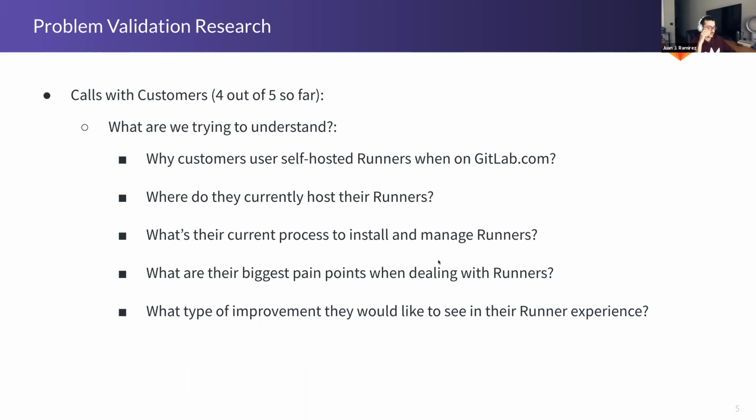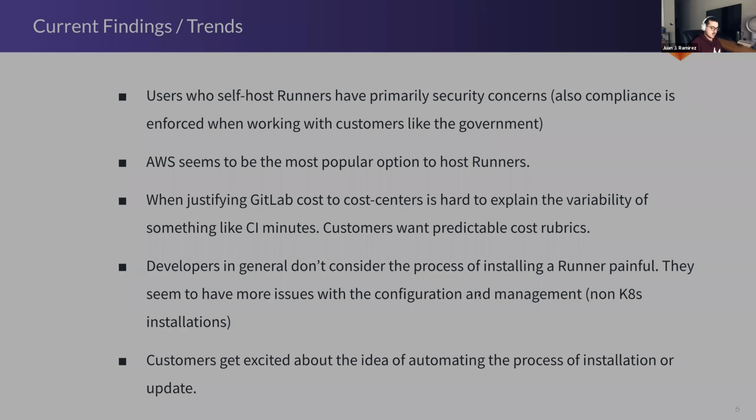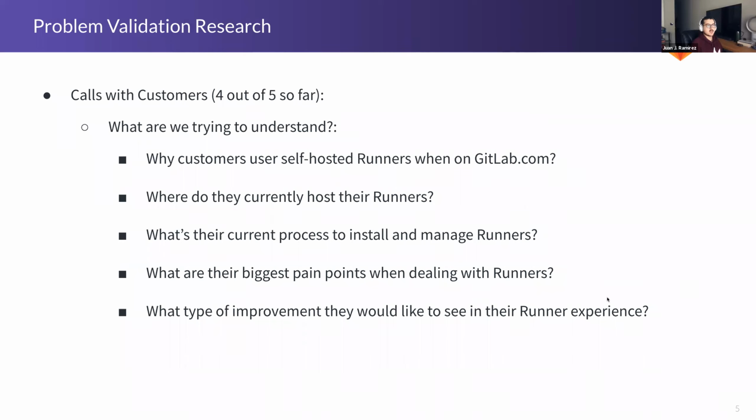The other question that we are trying to ask is, where do they currently host their runners? Because you can host your runners anywhere. Anything that is a Linux machine can basically host a runner, right? So it could be AWS, Google, DigitalOcean, it could be Linode, it could be on-prem, it could be whatever, right? So we want to find that out, because we think that's going to give us a little bit of direction of how to optimize for this.